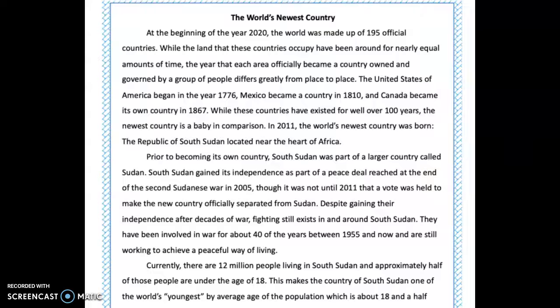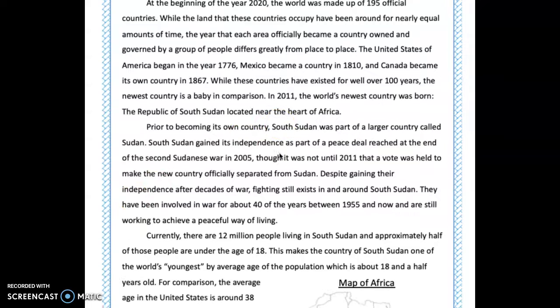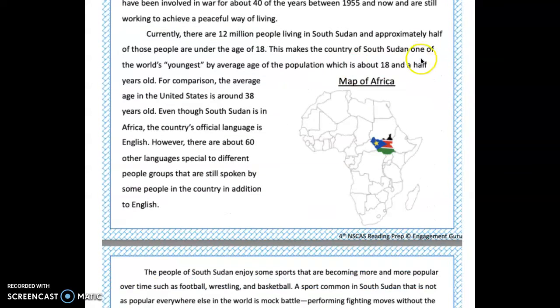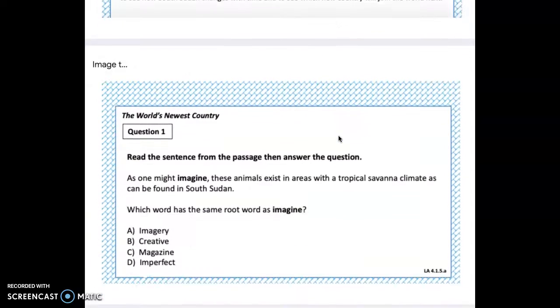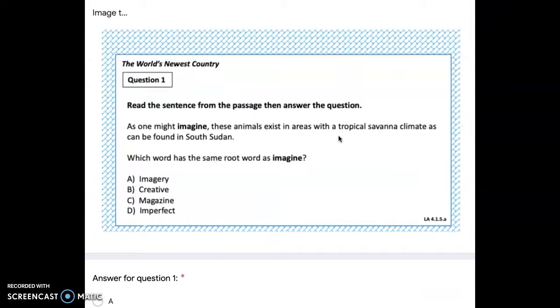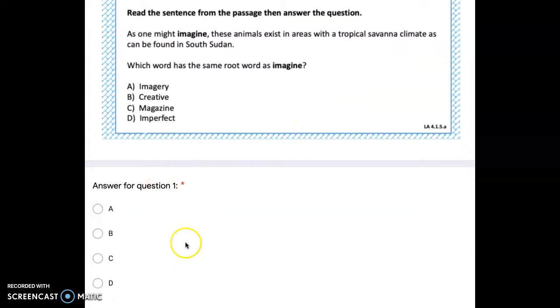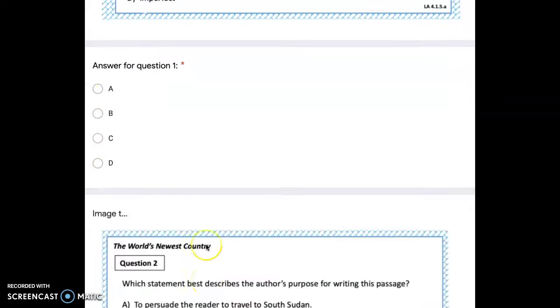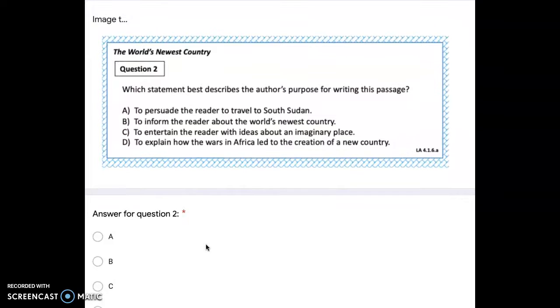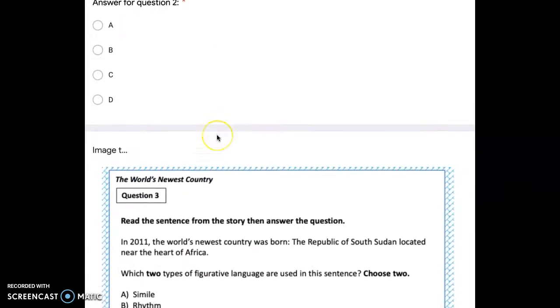All right, here's your NSCAS Part 5 review. The reading passage is the world's newest country. It has a map of Africa right here. And then here you have your questions and your answer. Your place to put your answer right below. It's about the author's purpose.